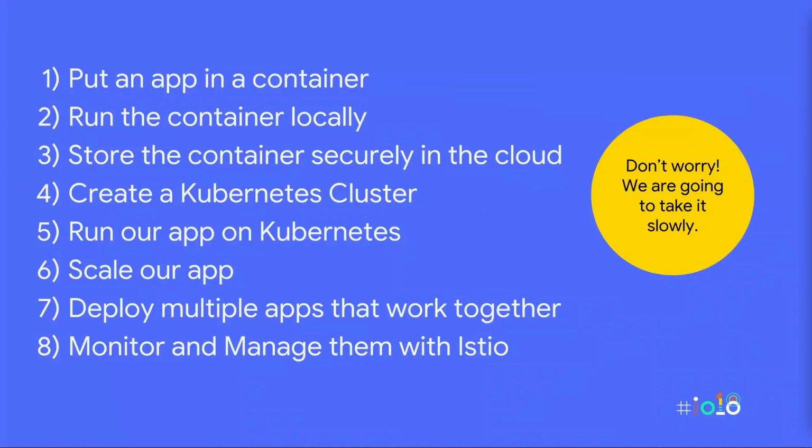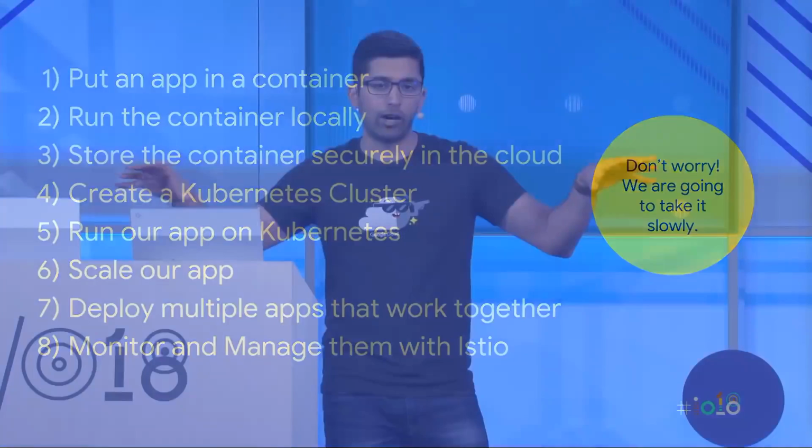I'm going to tell you what we're going to do. We're going to walk through the end-to-end story of taking an app and making it into a microservice. We're going to take an app, put it into a container, run that container locally, store the container on the cloud, then create a Kubernetes cluster, run our app on that cluster, then scale it out, and then we're going to do something a little bit more interesting. We're going to run multiple apps that work together, a true microservices pattern, and then we're going to monitor and manage them with Istio. Awesome. So let's move back to the demo.